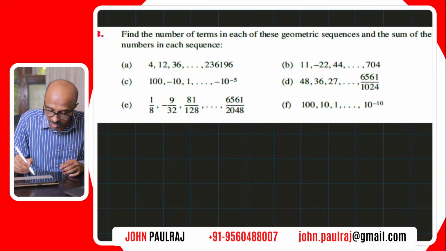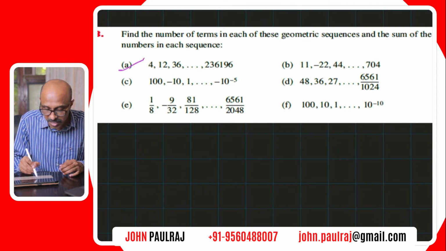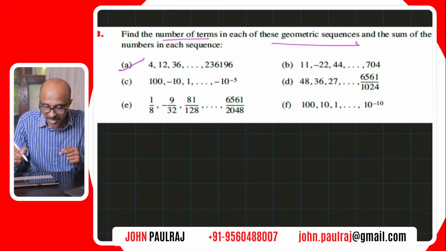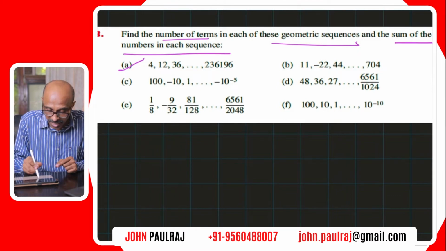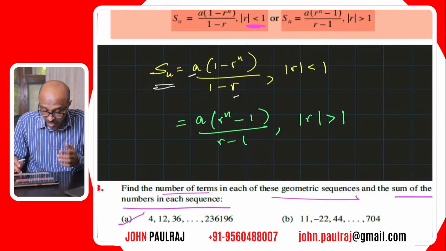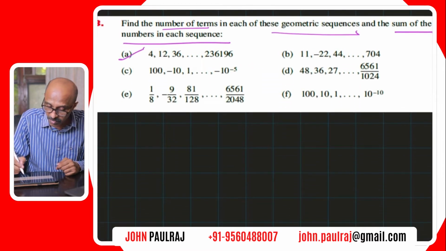We are going to solve this question which says find the number of terms in each of the following geometric sequences. We've already seen a question like this in the earlier video, and using n, the number of terms, we are going to find the sum of the first n terms using one of these formulae depending upon the value of r, if it's less than 1 or greater than 1, okay? So let's go ahead with that.